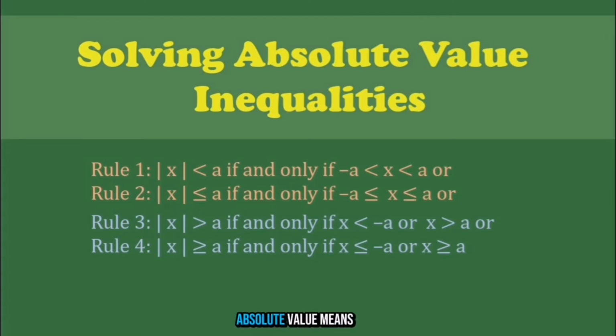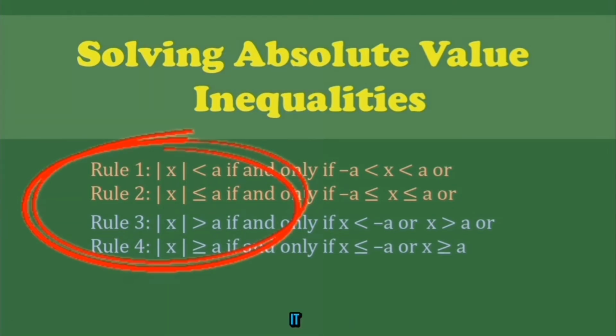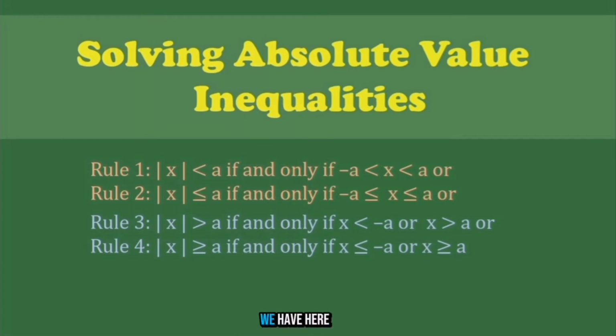Now, what does absolute value mean? The absolute value of a number is its distance from 0 on the number line. Because it is a distance, the result is always positive. When we combine absolute value with inequalities, we're asking a question about a range of distances. The 4 rules that you see there give us a straightforward way to solve these problems by converting them into standard inequalities we're already familiar with.